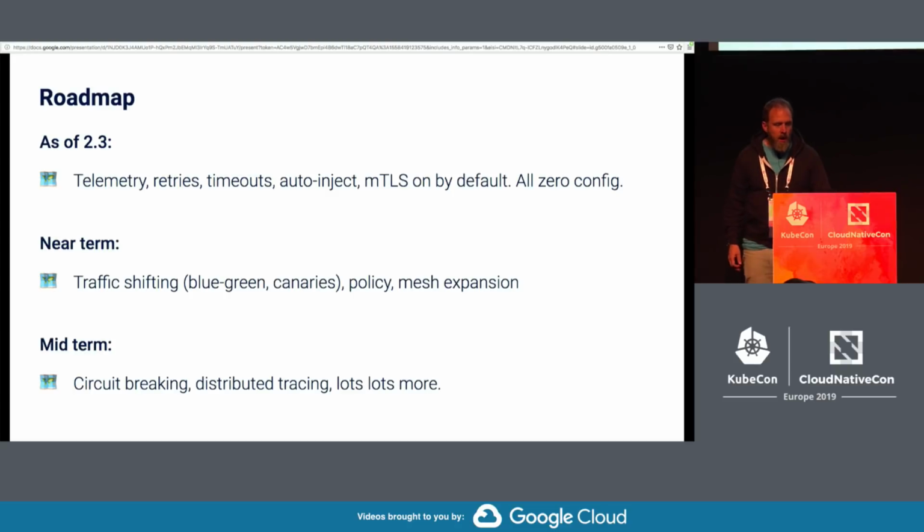OK. Very coarse-grained view of the roadmap. Linkerd 2.3 was released last month. And it has a bunch of cool features: all the telemetry stuff, retries, timeouts, auto-inject, and mutual TLS on by default. It's all zero config. There is some configuration you can do if you want to. There's something very, very cool called service profiles that you can enable in Linkerd.